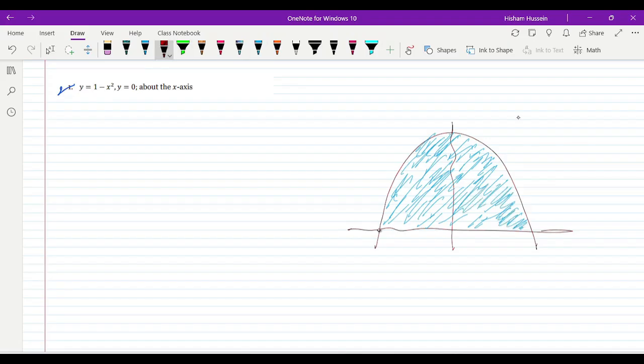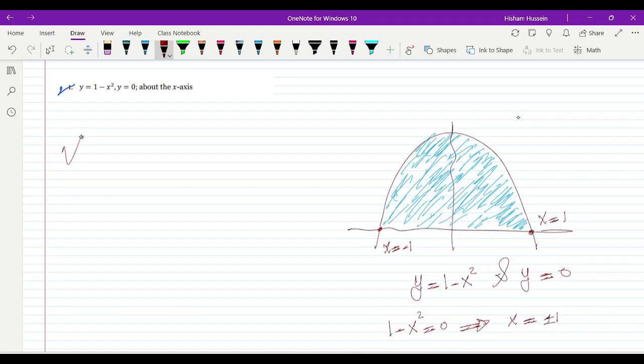We need to find the intersections between y equals 1 minus x squared and the x-axis. We have y equals 1 minus x squared and y equals 0. So we get 1 minus x squared equals 0. So x equals plus or minus 1. Here x equals negative 1 and here x equals 1. So the volume of rotating this area about the x-axis equals pi times the integration. The function of this curve is 1 minus x squared. So it's the integration of (1 minus x squared) to the power 2 dx. The integration is running from negative 1 to 1.